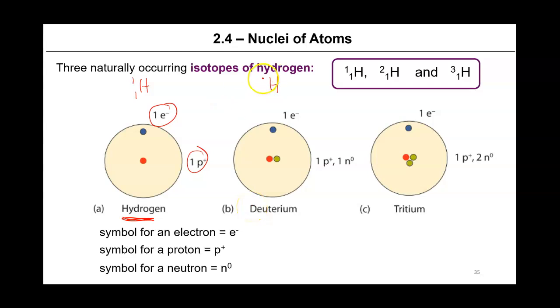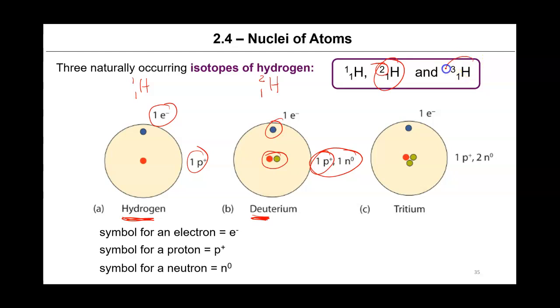The isotope of hydrogen that has the symbol 2,1 hydrogen, this one, has 1 proton and 1 neutron in its nucleus. That's why it's got a mass number of 2. And then it has 1 electron, which balances the charge of the 1 proton. The common name for this isotope is deuterium.